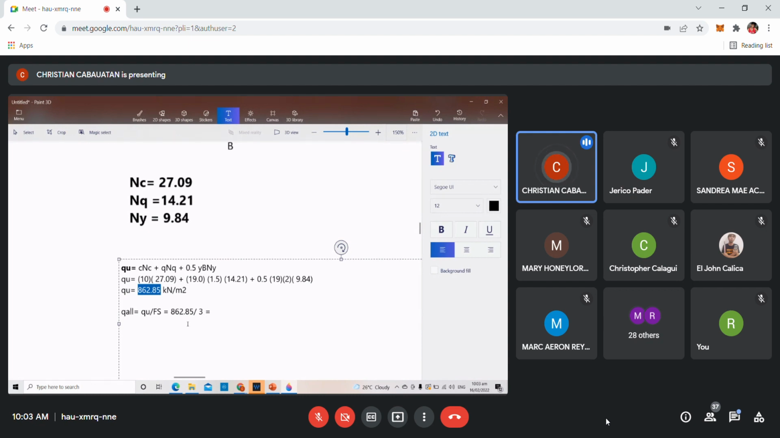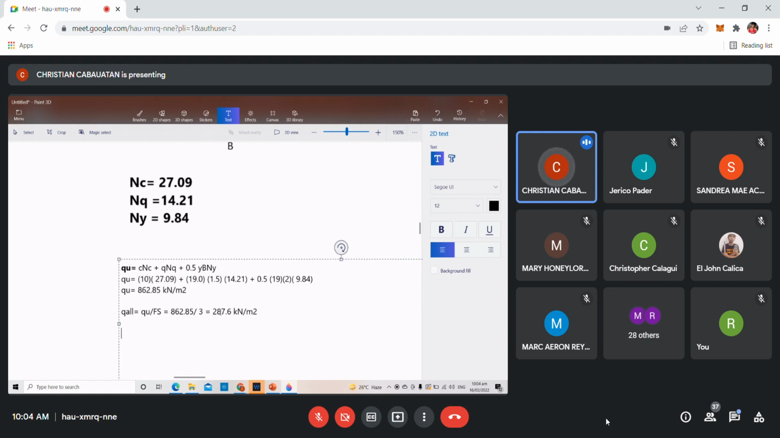So, going back to the allowable bearing capacity, okay lang to? So, tama na din to. 862 divided by 3. Tama lang? Yes, sir. Okay. So, ano yung sagot dyan? It would be 287.6. Okay lang? So, the unit of that is kilonewton per square meter. Kasi, factor of safety has no unit. Di ba?